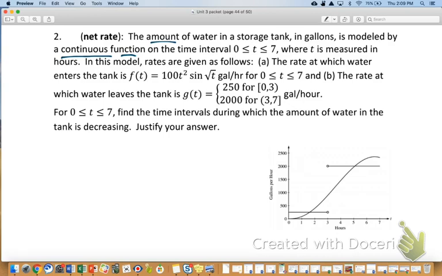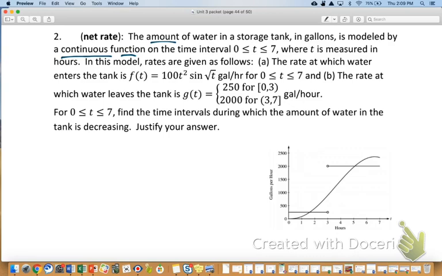T is measured in hours on the interval 0 to 7. In this model, rates are given as follows. The rate at which water enters the tank is described by F of T. But the rate at which water leaves the tank is described by G of T, and it's piecewise. They're both measured in gallons per hour.